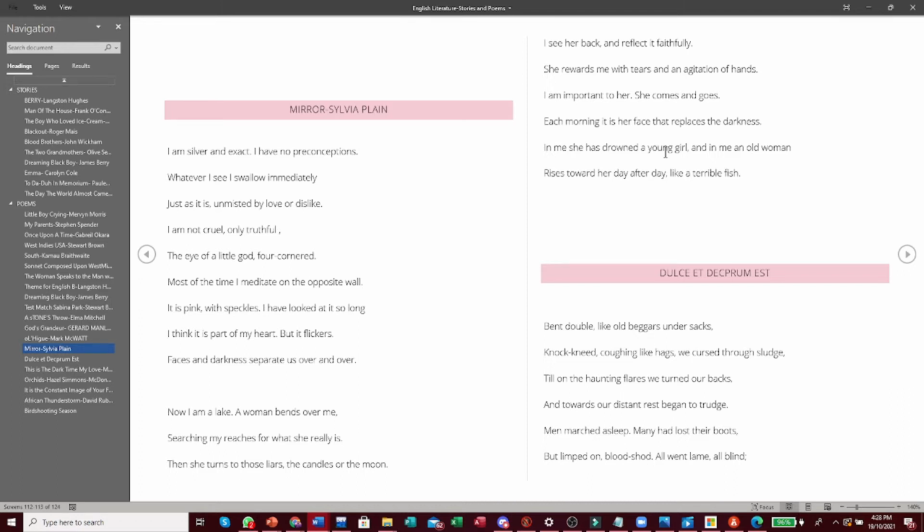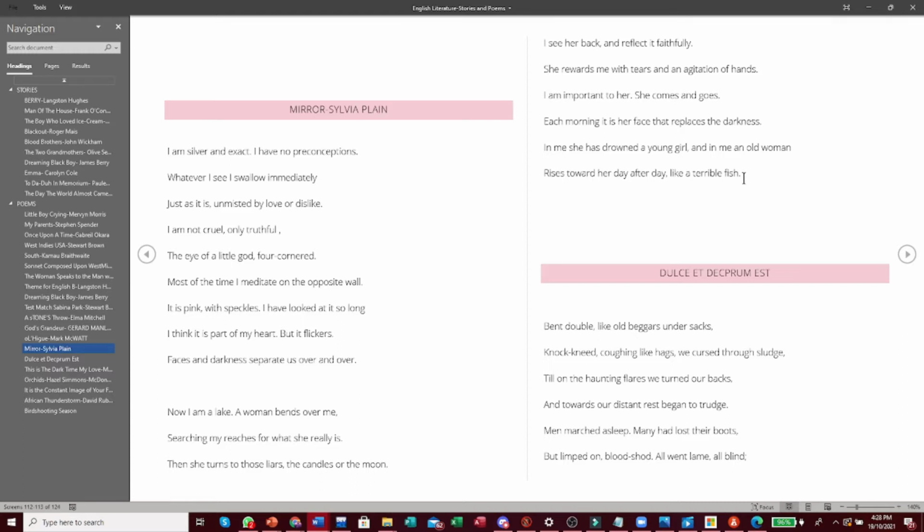Last week y'all were butting into each other and saying, tell me. Oh, what's the question again? What does this metaphor in combination with a simile say? In me, she has drowned a young girl, and in me an old woman rises toward her day after day like a terrible fish. I think that means that she was aging, right? Right, she's getting older, for sure. Drowned a young girl indicates that she would have probably looked at this lake before. Now you have to really analyze what it's saying. When she said she has drowned a young girl, that indicates that she has been to this lake as a younger woman.